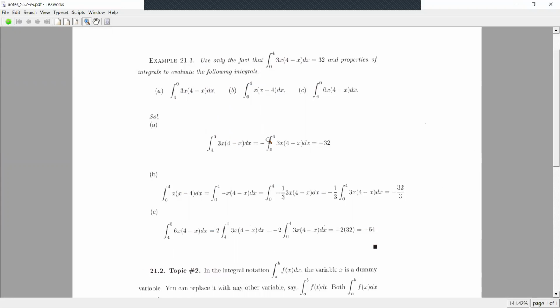by adding a minus sign. When we switch the integration limits, don't forget to add a minus sign. Okay, so this integral is equal to negative the given integral, which is 32. So negative 32 is the answer to part A. Now, part B.